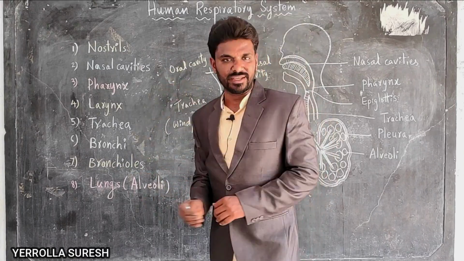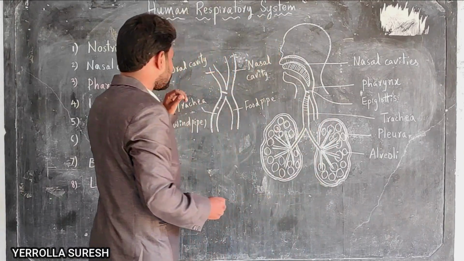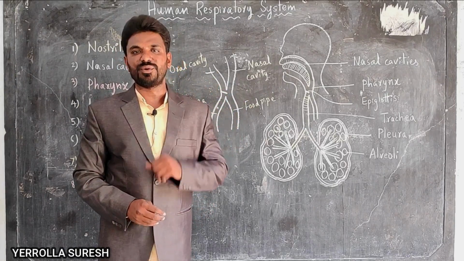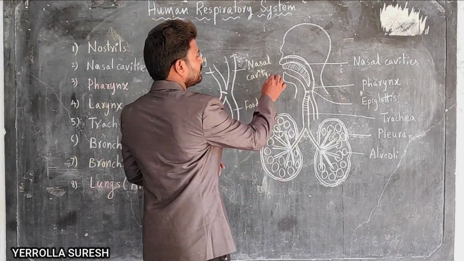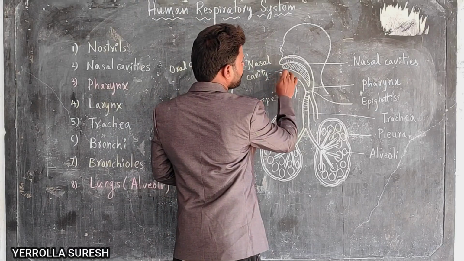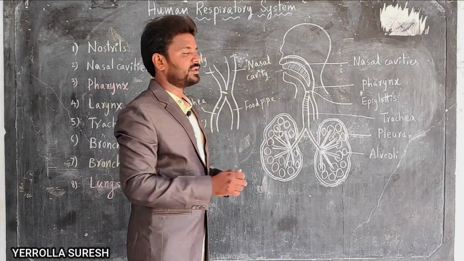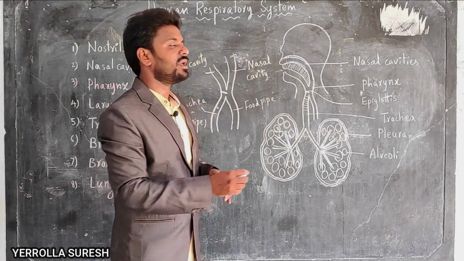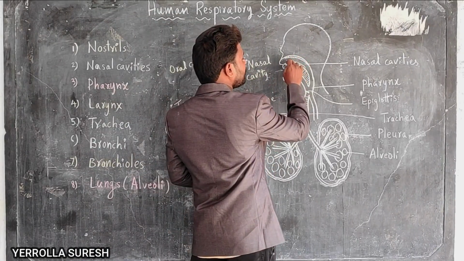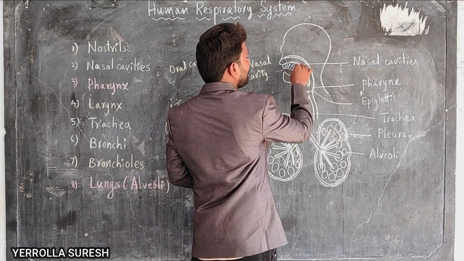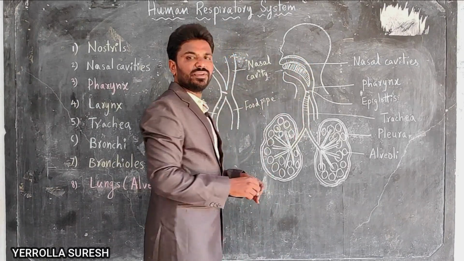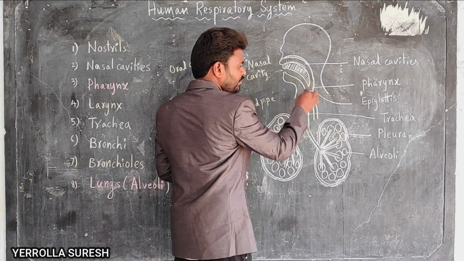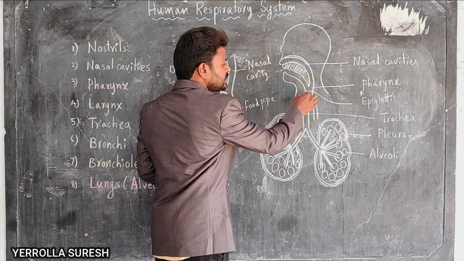Next, third one, pharynx. What does pharynx mean? Pharynx is a common passage, or a junction of the food pipe and the windpipe. Here, this is the mouth. The mouth opens into a cavity, that is the oral cavity, and this is the nose. The nose opens into a cavity, that is the nasal cavity. These two cavities are divided by a divider called the palate. The palate is the divider between the oral cavity and the nasal cavity. Again, the oral cavity leads into the food pipe and the nasal cavity leads into the windpipe.